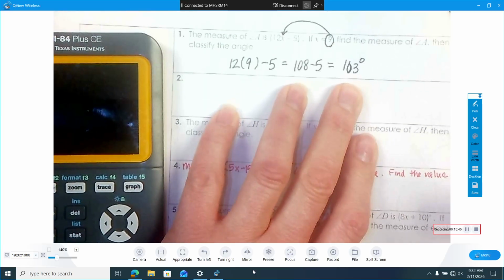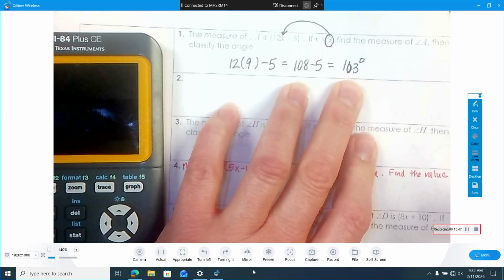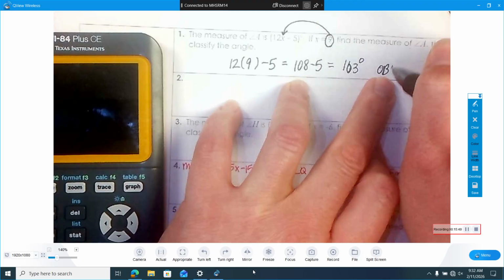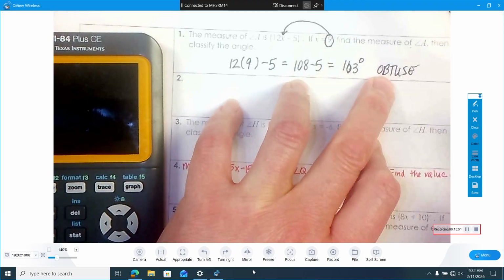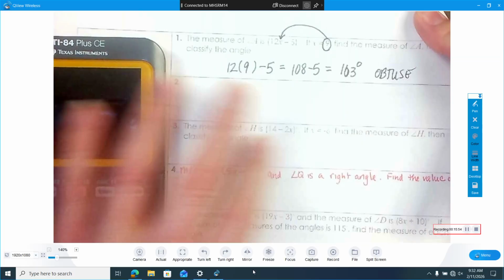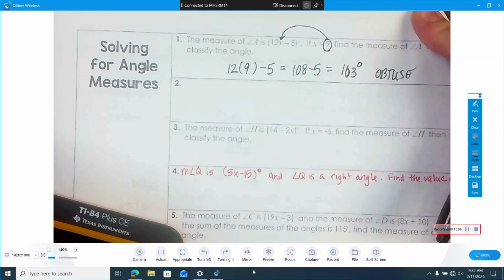If it's 103 degrees, what kind of angle is that? Obtuse. Very good. How do you know it's obtuse? Because it's bigger than 90. Excellent. All right.